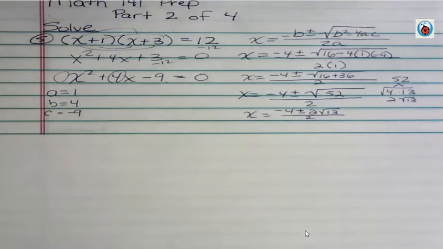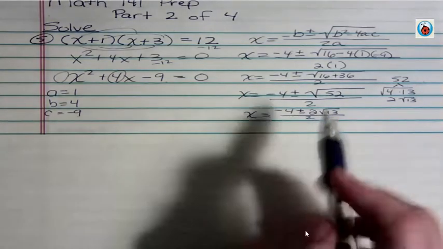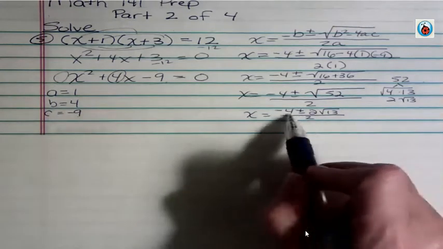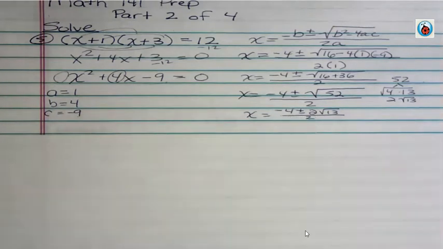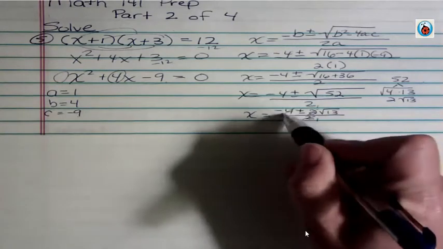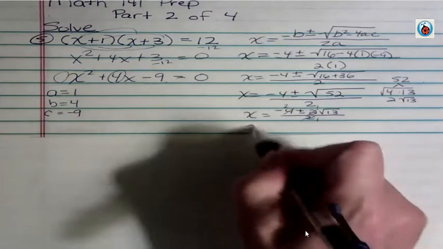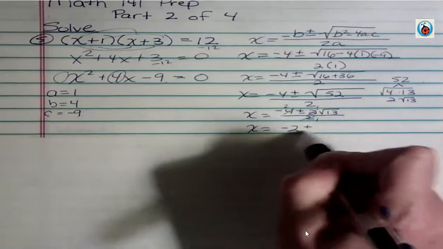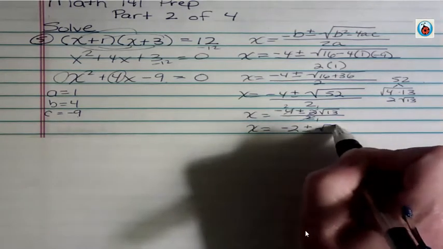So what I did was simplify the square root of 52 to 2 square root of 13. And now I want to do one more thing, and that is reduce these 3 because I can divide 2 into all of those. 2 goes into itself once, goes into itself once, it goes into 4 twice. And so I get x equals negative 2 plus or minus the square root of 13.